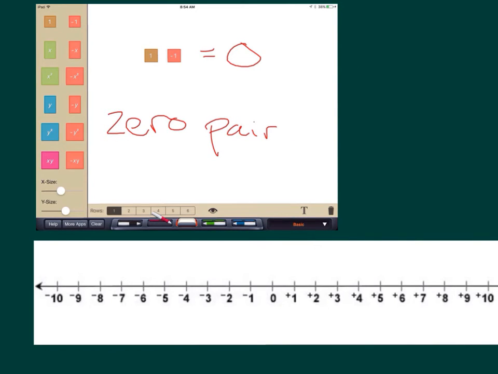Another way to think about this is if I had 1 negative and then added 1 positive, I would get to 0. So again, this shows that a zero pair does equal 0. When you combine those two things, it's always 0.